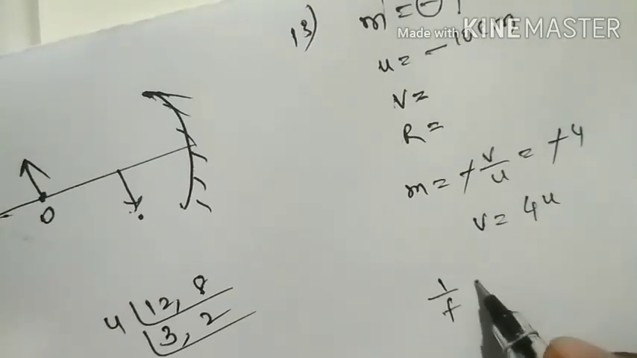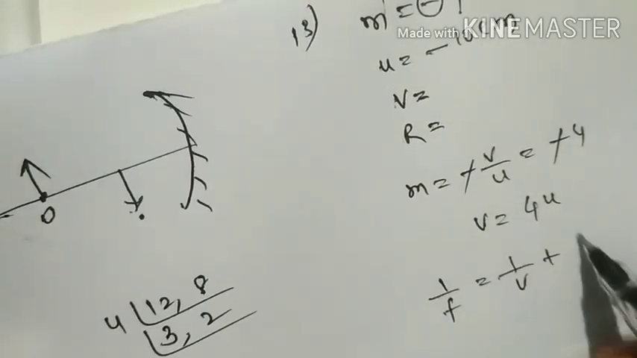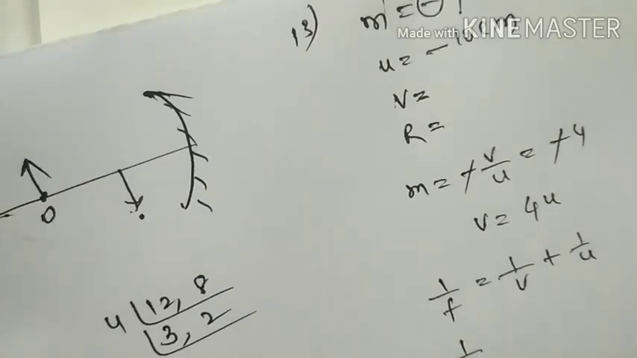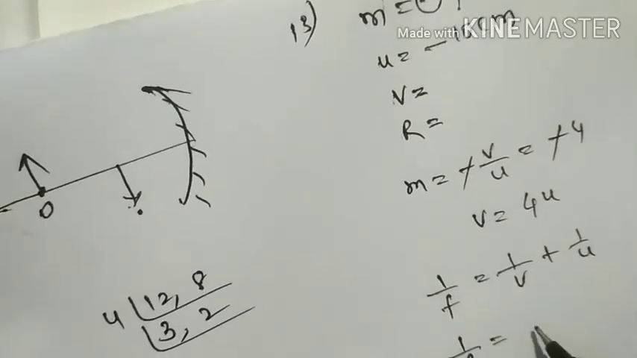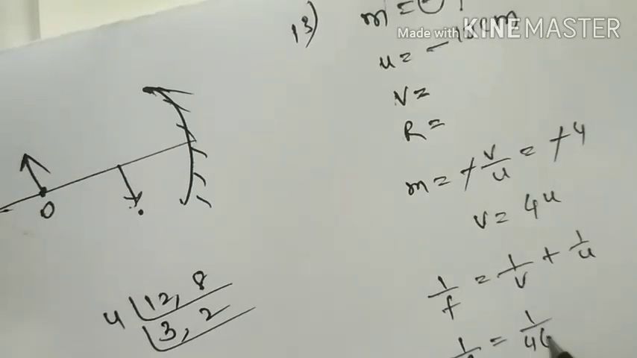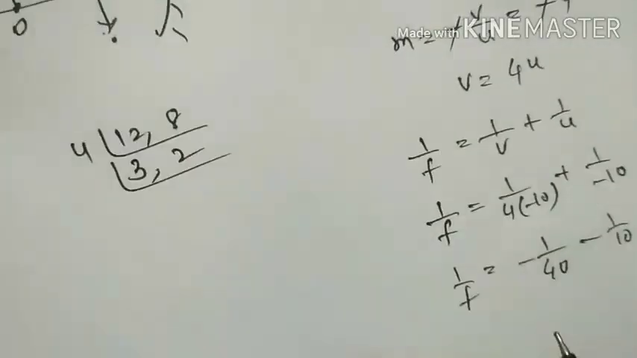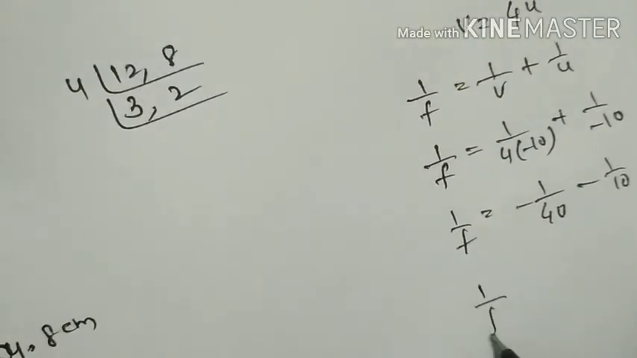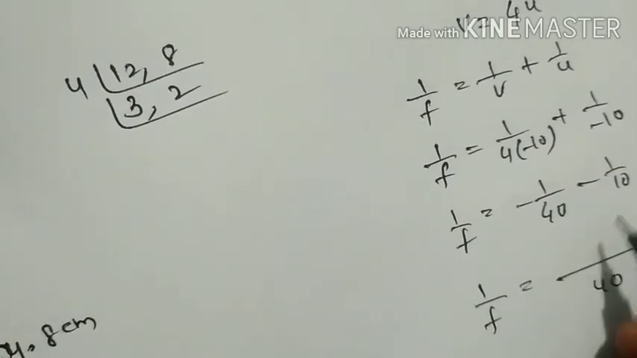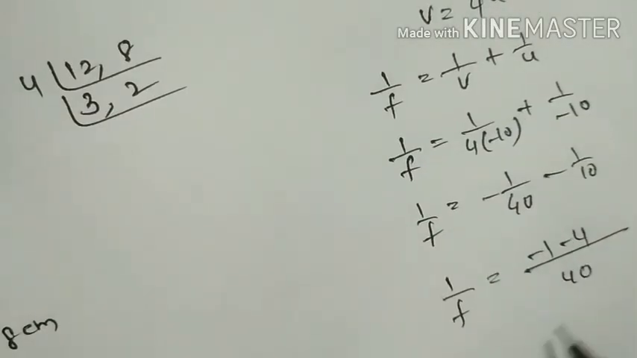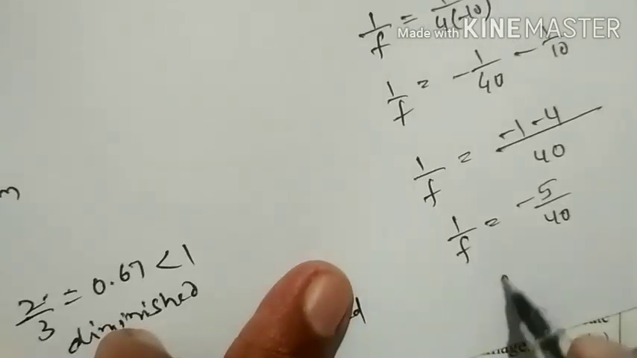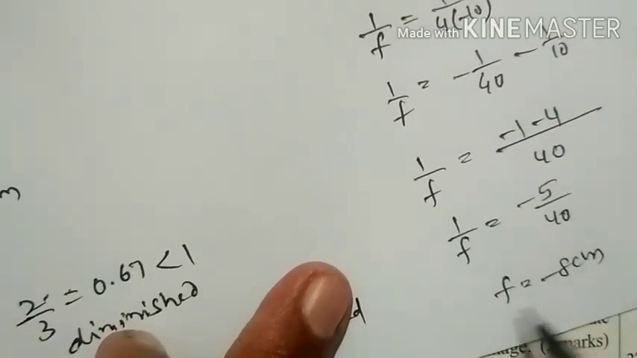What is the focal length? 1 by f is equal to 1 by v plus 1 by u. So 1 by f is equal to 1 by 4 into minus 10, plus 1 by minus 10. That is minus 1 by 40 minus 1 by 10. So 1 by f equal to minus 1 minus 4 over 40, which is minus 5 by 40. Focal length f is equal to minus 8 centimeters.